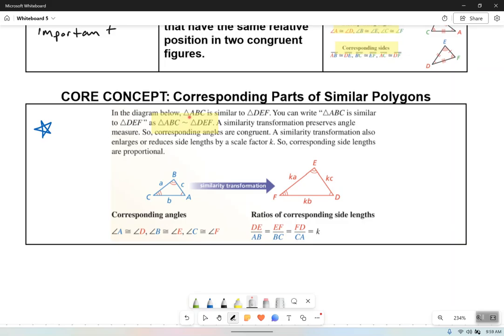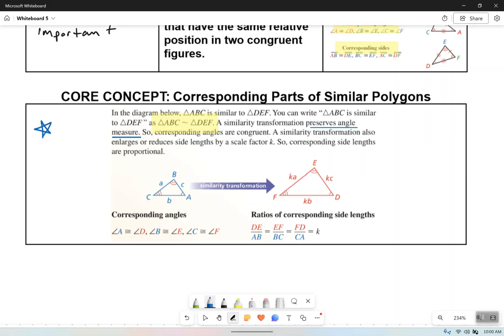A similarity transformation, okay, I'm going to underline this. It says it preserves what? So corresponding angles are always going to be the same measure. Like down here, if I told you angle C was, I don't know, 40 degrees, what would angle F have to be? If angle C was 40 degrees, what would angle F have to be? 40 degrees. Angle measures are not going to change. That's what they mean by preserving angle measure, okay? It says those corresponding angles are going to be congruent, all right?